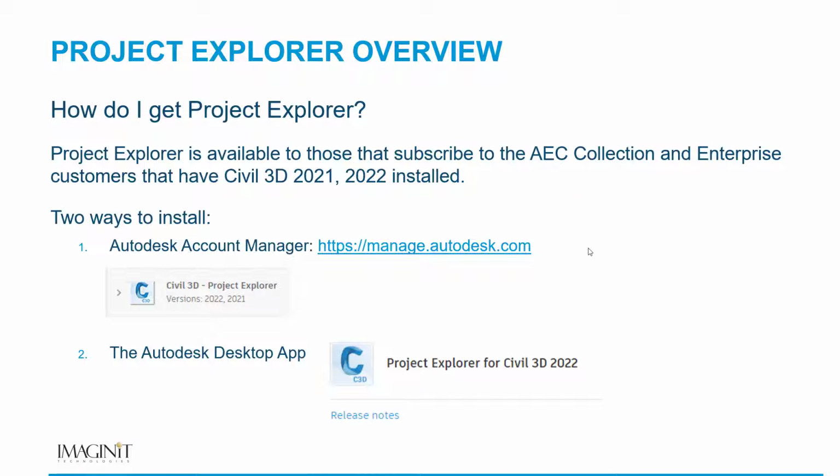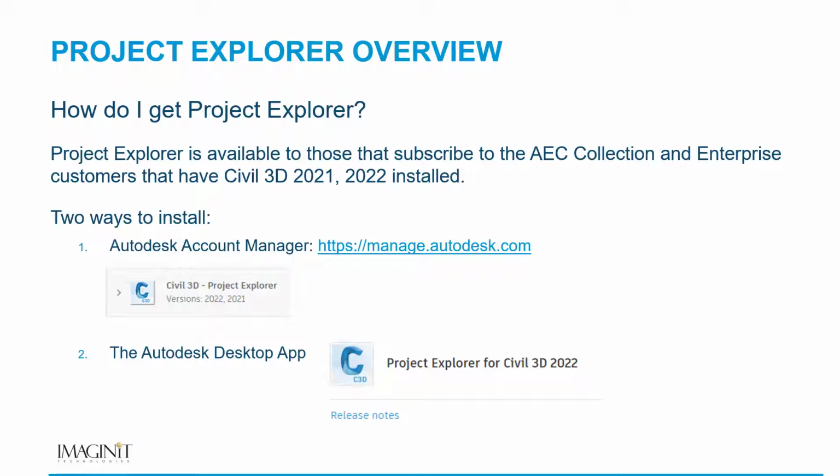So you might be asking yourself, how do I get Project Explorer or grading optimization? Well, for both, they're actually included in the AEC collection. So if you have AEC collection rights, you have the option to download and install both Project Explorer and grading optimization. You can go to the landing of manage.autodesk.com if you have a login, or if you're the administrator on your own computer, you can actually use the Autodesk desktop app, look through there and just make sure that you install under Civil 3D grading optimization as well as Project Explorer.